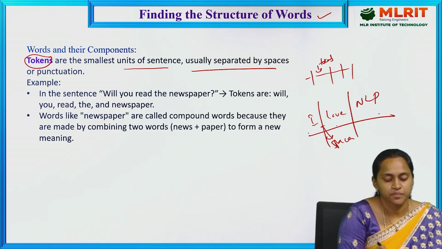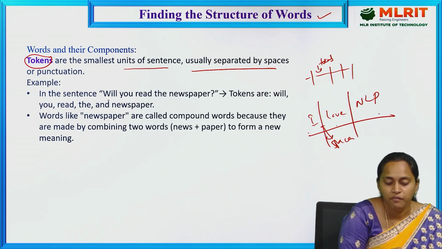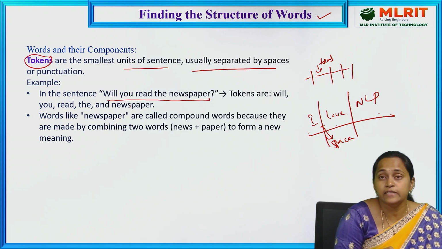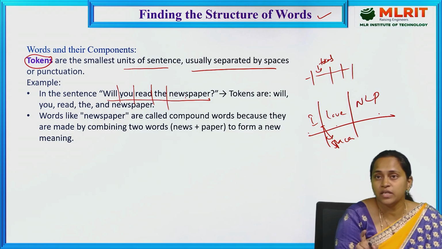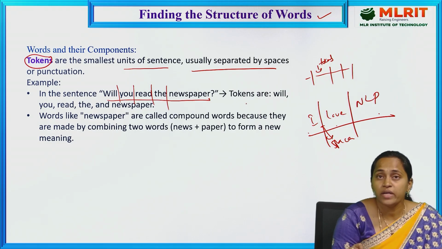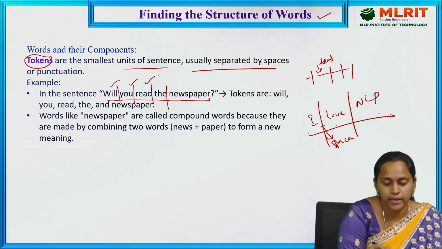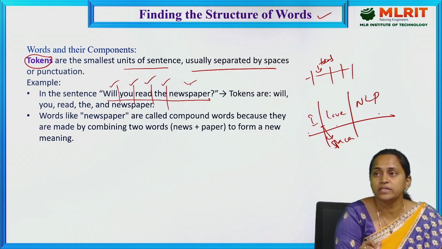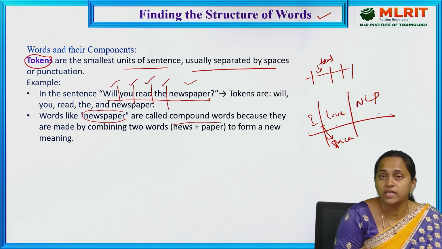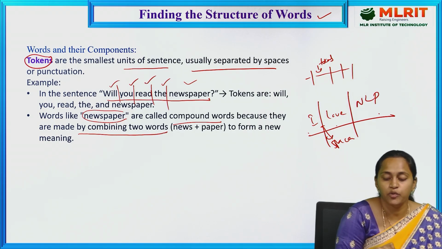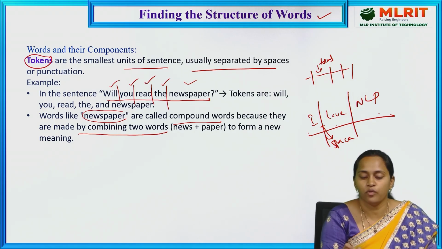Let's see the example: Will you read the newspaper? In this sentence, how many tokens are there? 1, 2, 3, 4, 5. Here newspaper is a single word. The tokens are will, you, read, the, newspaper. Here the word newspaper is called a compound word, as we discussed, because it is made by combining 2 words, news plus paper. It is called a single word, to form a new meaning.